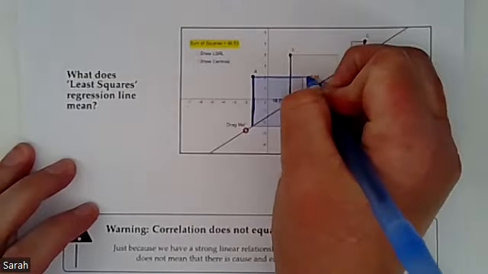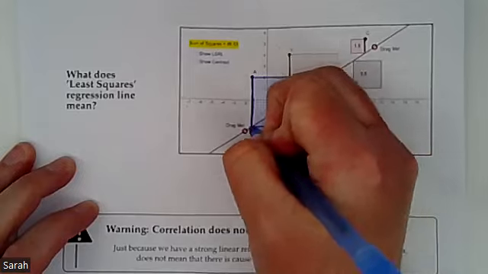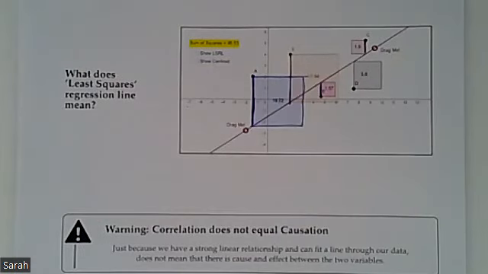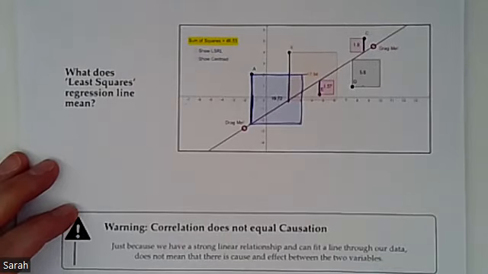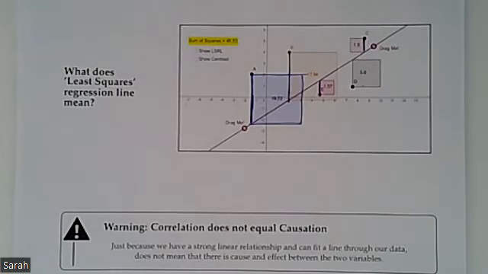When we square it, it actually creates an area here. Squaring is not just multiplying it by itself, but we're coming up with this idea of area by squaring it. And then we add up the areas of all of these squares. We're looking for the smallest total area.